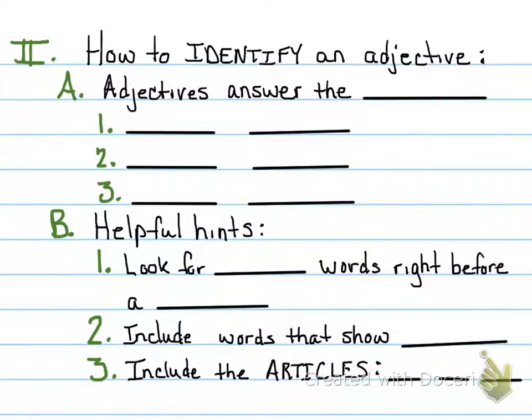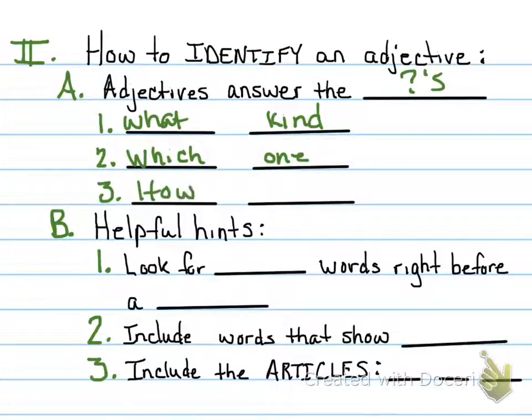So how do we identify an adjective in a sentence? Well, adjectives answer the questions: what kind, which one, and how many. So here's some helpful hints when you're working with your sentences trying to find adjectives. Look for descriptive words right before a noun in a sentence.